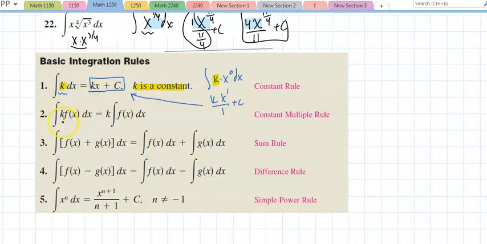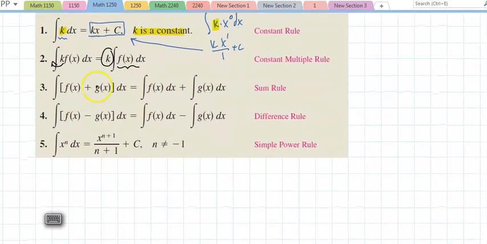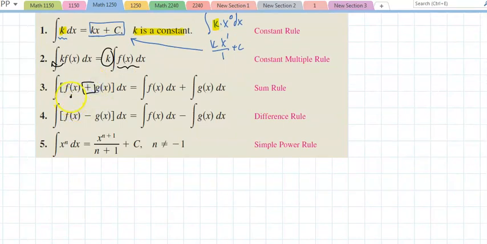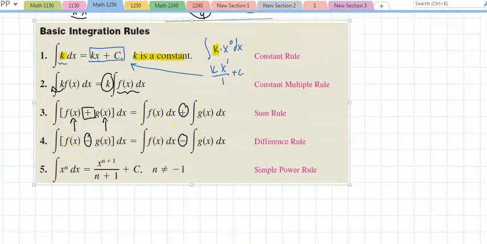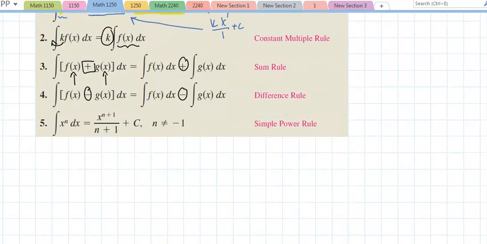If you've taken a derivative of k times a function, just like we did with derivatives, if you find an antiderivative, ignore the k and integrate the function that depends on x. If you have two functions added, find the antiderivative of the first, find the antiderivative of the second, and add the result. Similarly with subtraction, just like we did with derivatives.